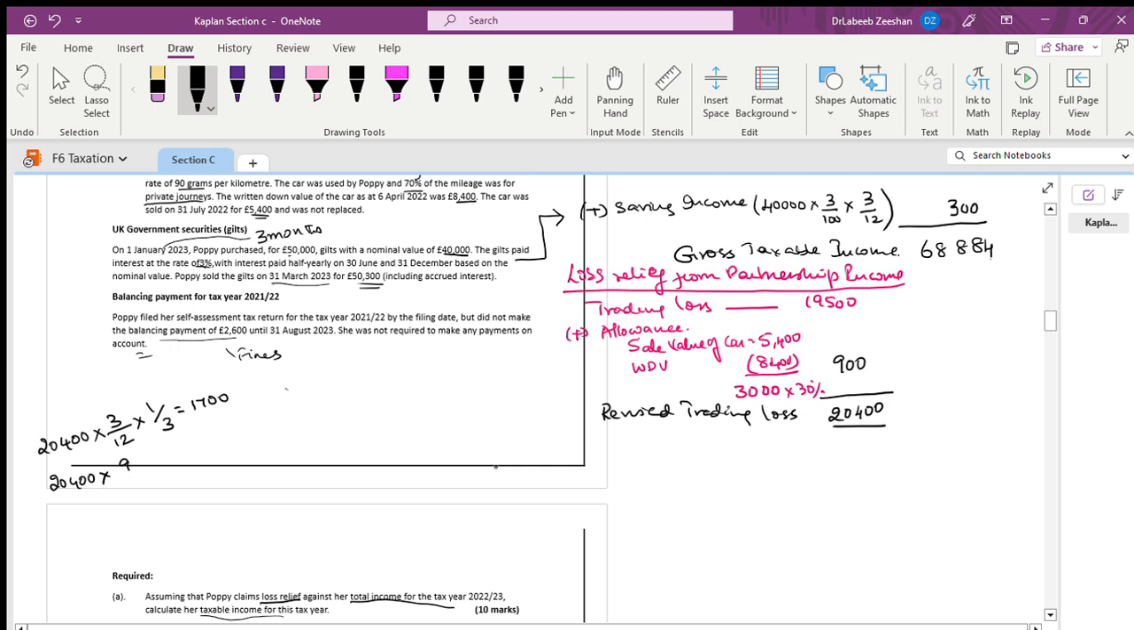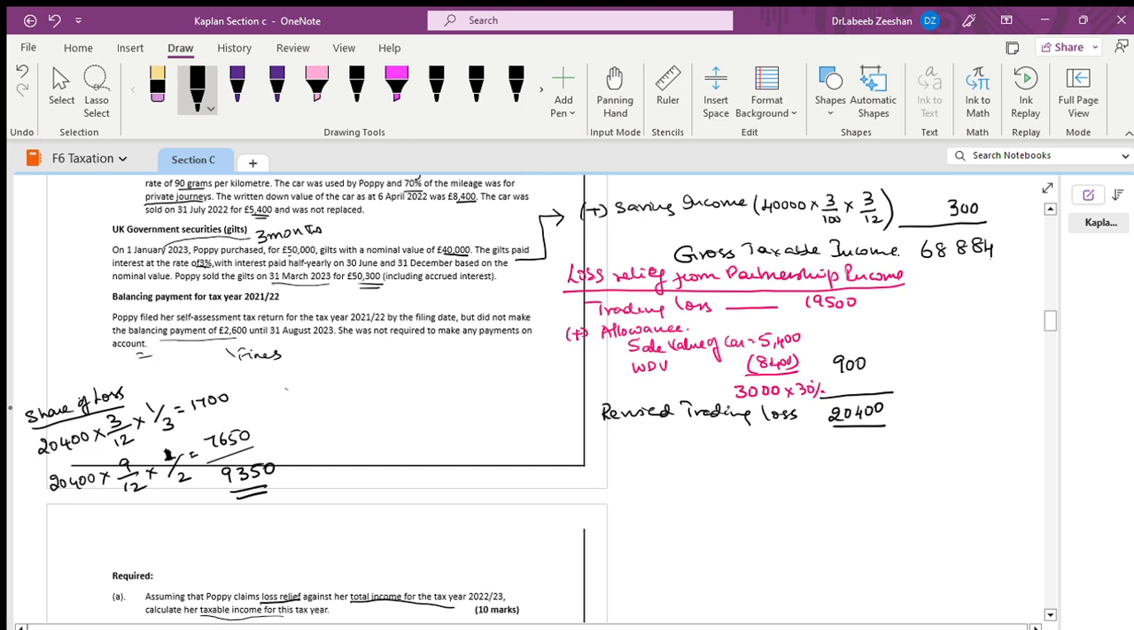2,400 times 9 by 12. How many partners are there? 2. So 1 by 2. That is 7,650. How much is the total? It's 9,350. You got it?